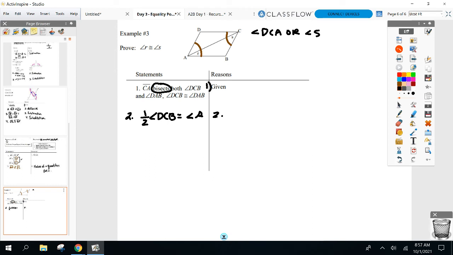Next up, what's the other angle I'm taking half of? DAB. So in the same statement, half of DAB is equal to, now you could go angle DAC or angle R, but which one do I care about?